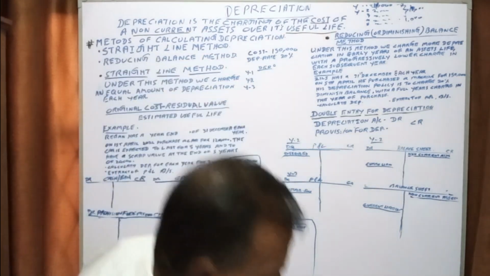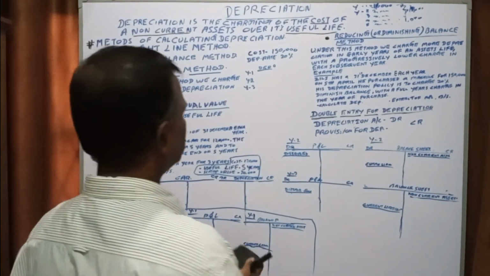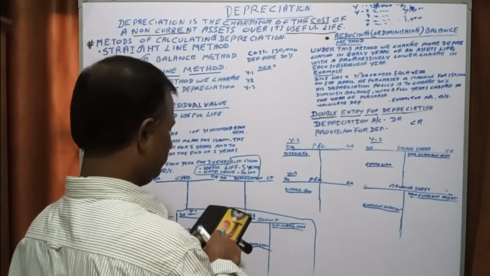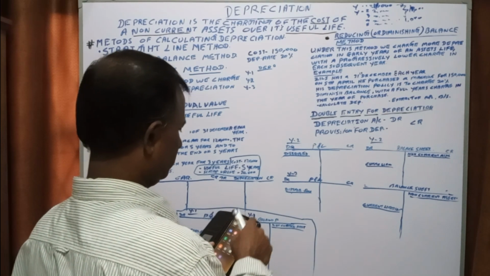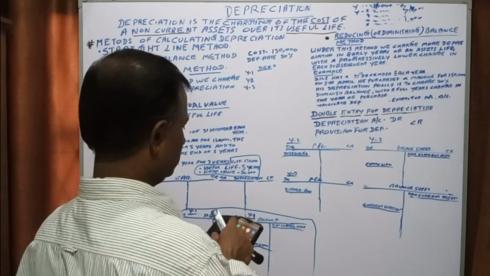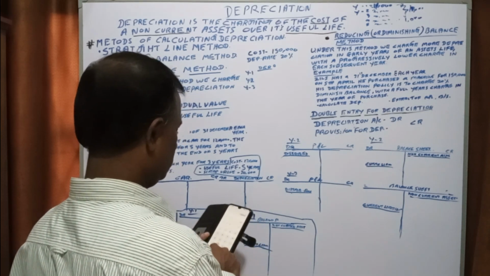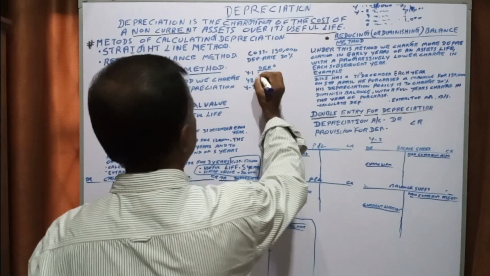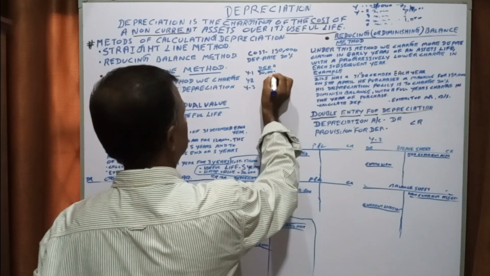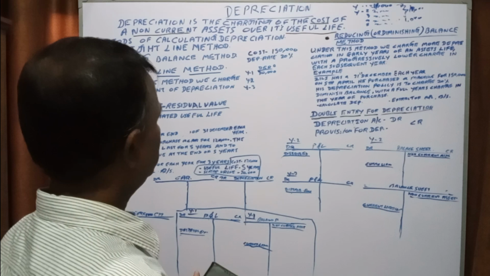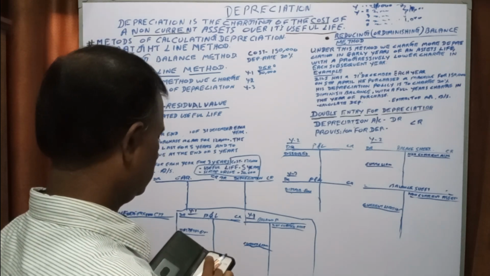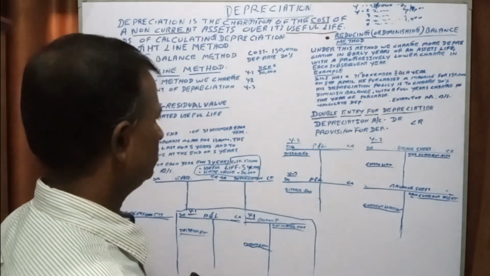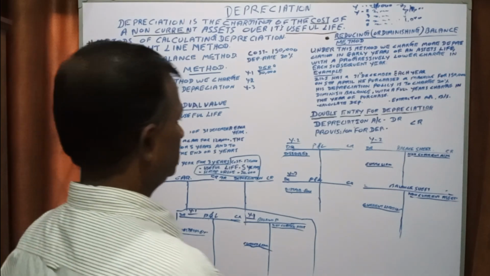you are charging on the diminishing balance method. First year we are going to charge at the rate of 150,000 into 20%, means 30,000. First year depreciation is 30,000, right? Then if you reduce it, no, we will go by the accounts, right? I don't like to mislead you all, right?